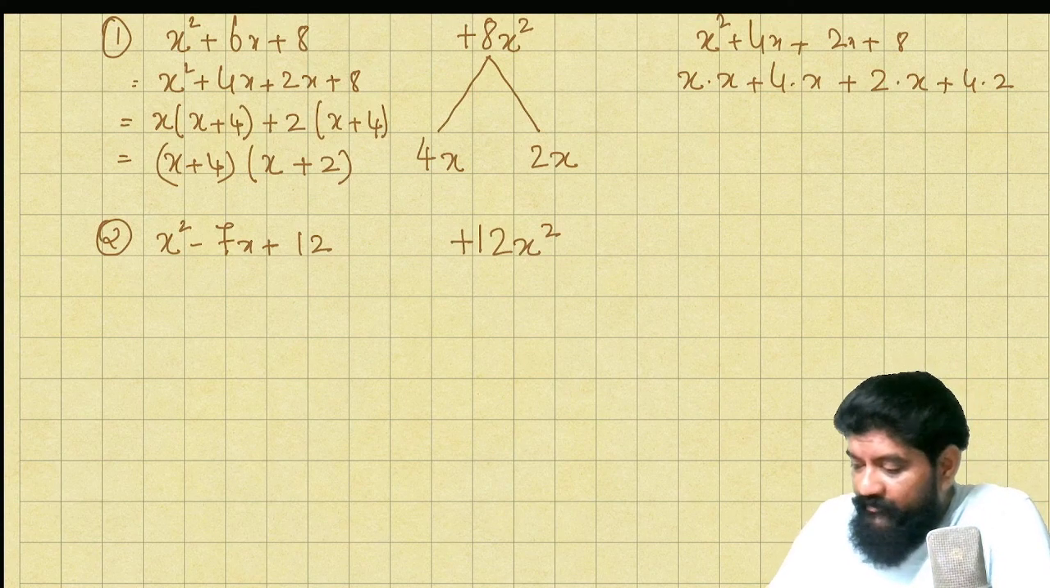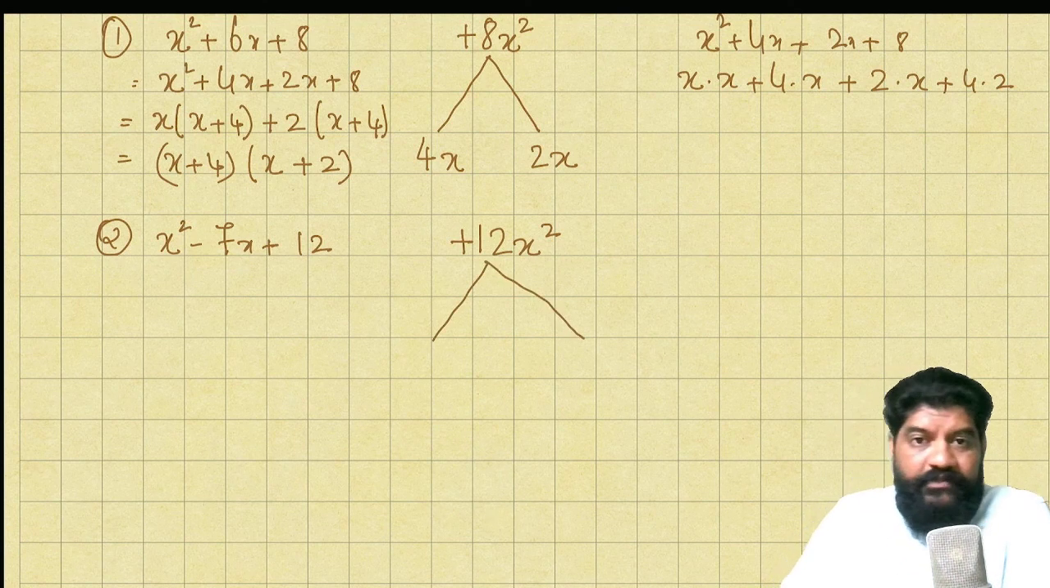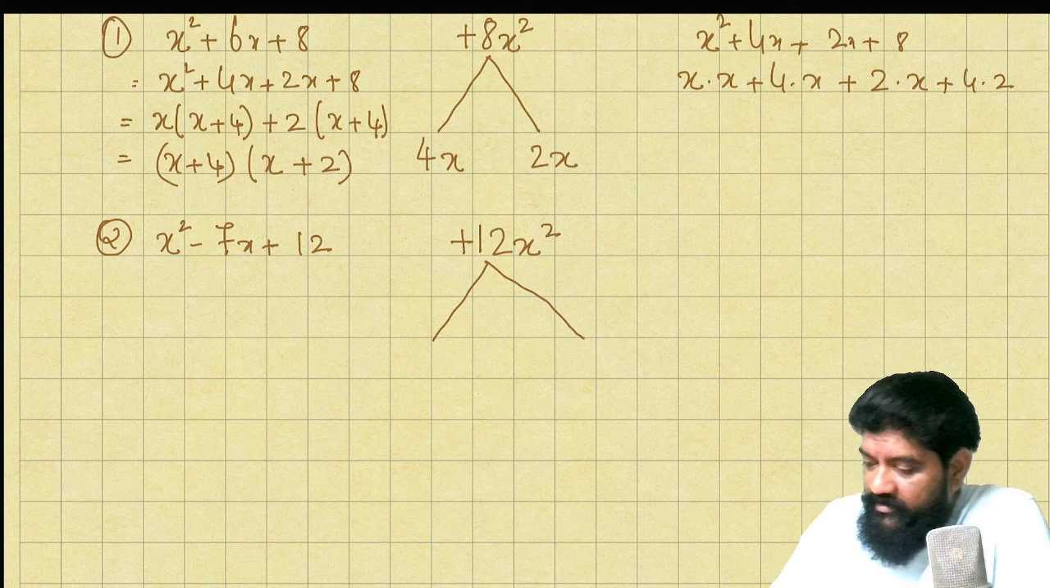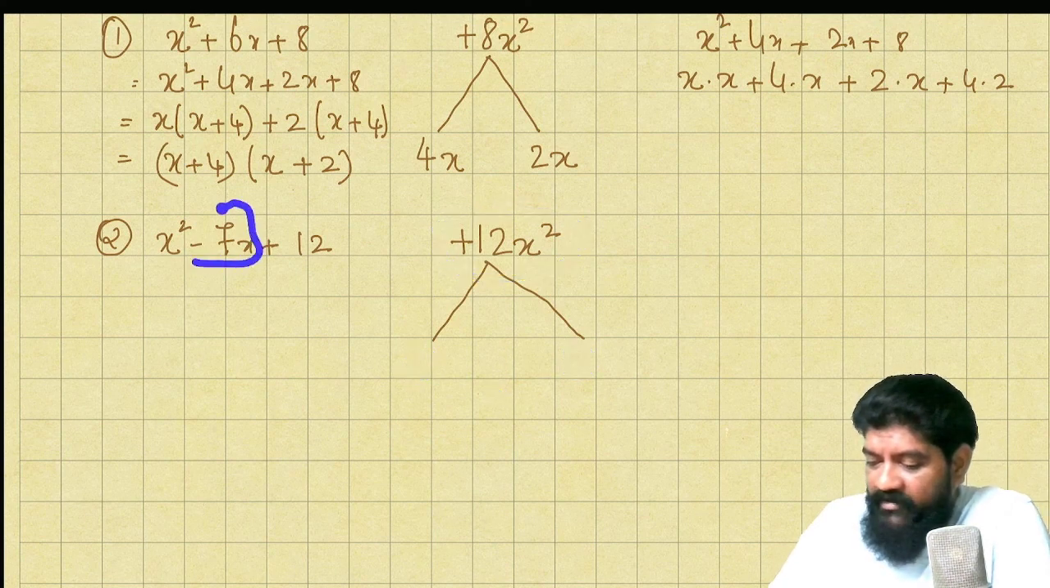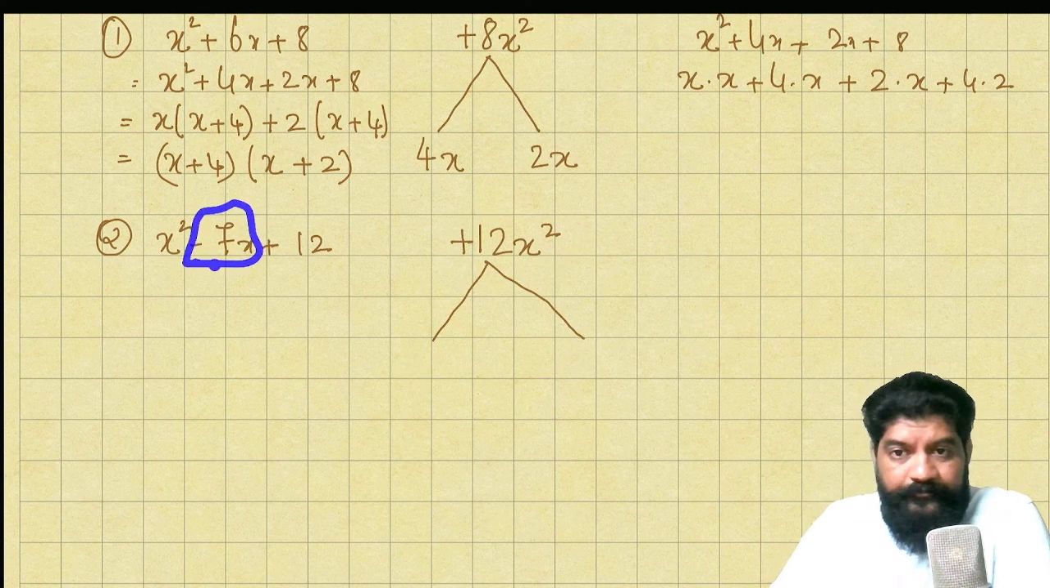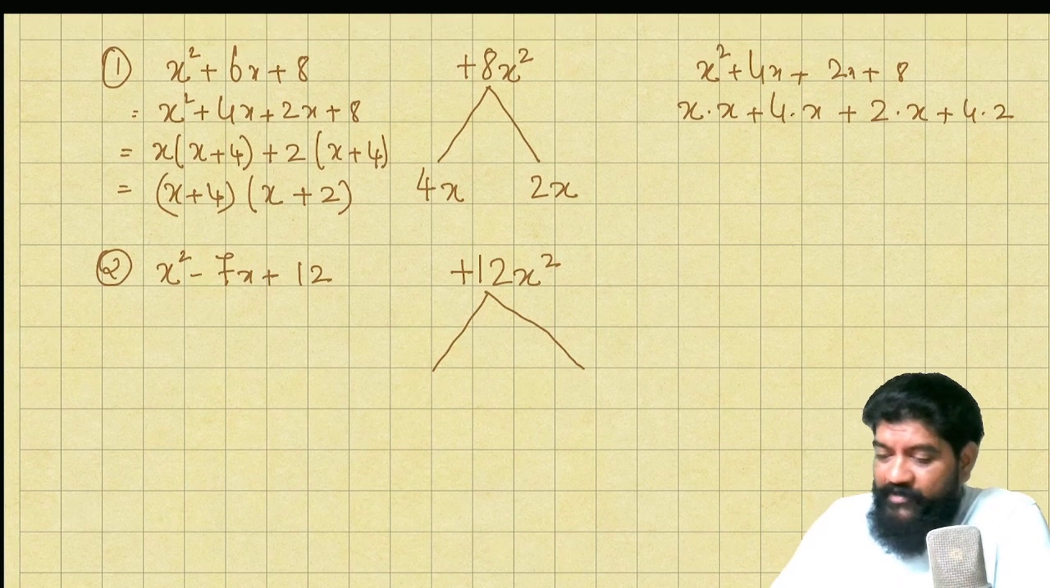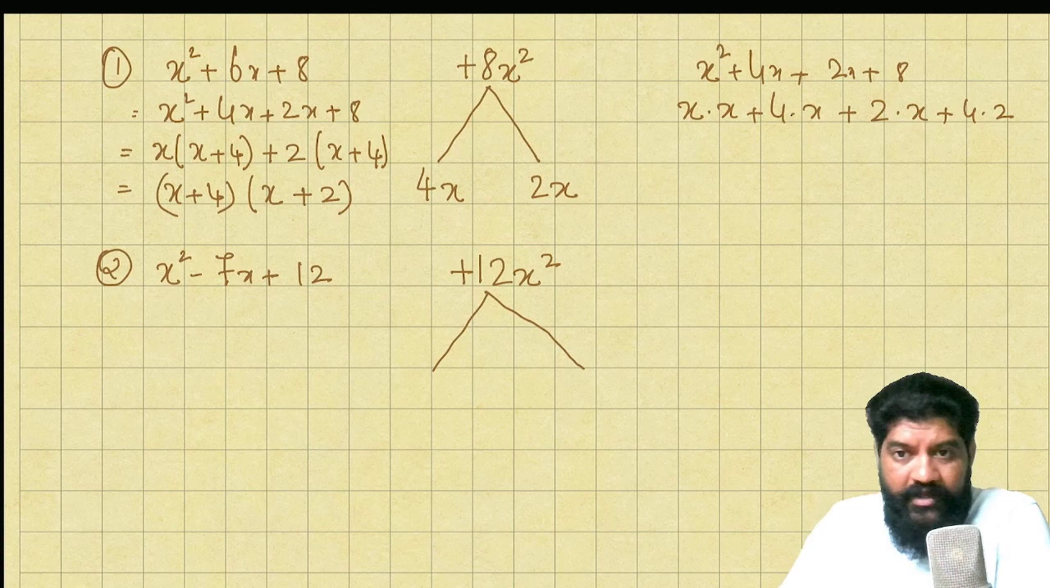Now we're going to be looking at two factors such that when we multiply them, we should get a 12. And we have a minus 7 here. Okay, now this is where you need to be a bit tricky. In the earlier questions, all of them were pluses, so we did not have any hassle.